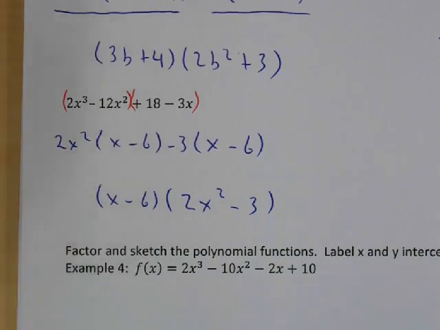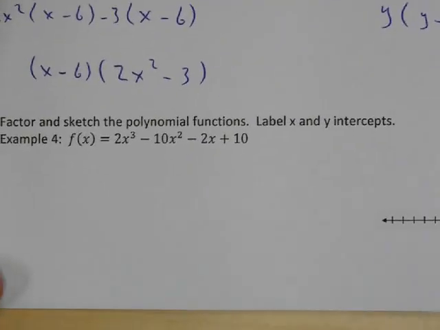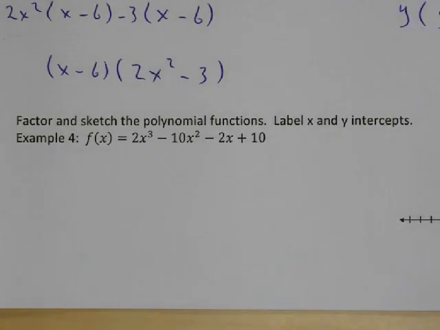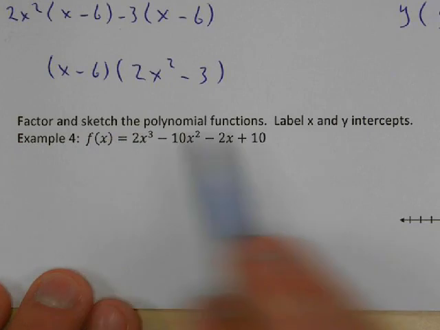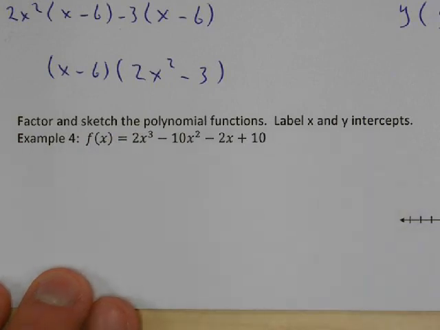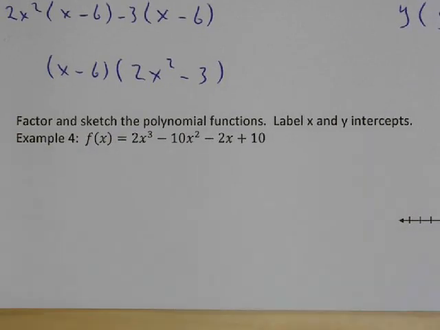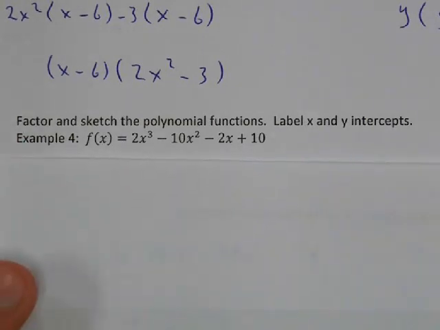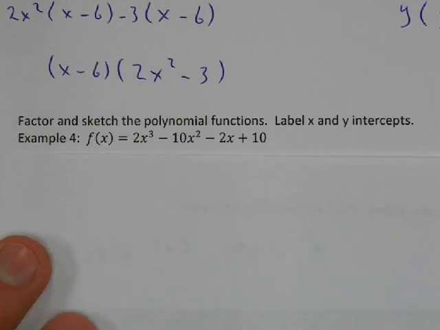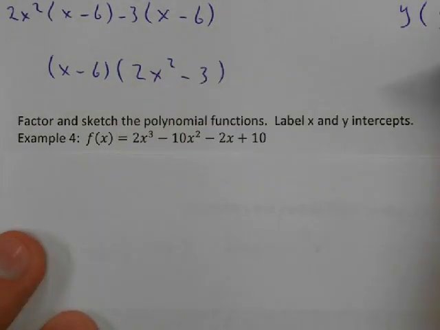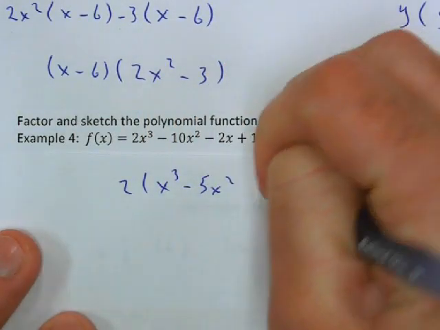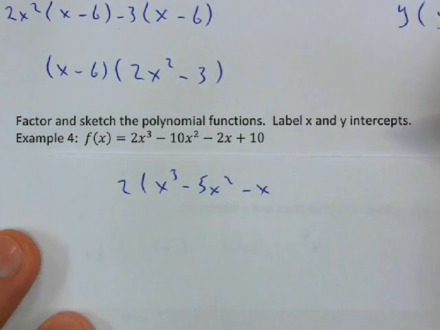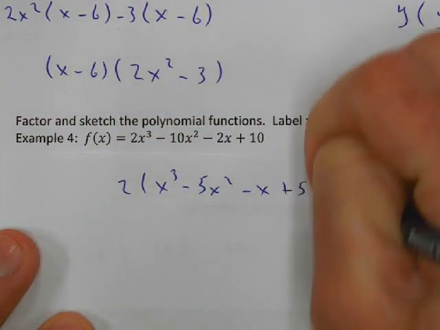Now we've got a few more examples, and we're going to see how we factor these things and then actually graph them. Example number 4: we want to factor this, sketch it, and then label the x and y intercepts. Since there are 4 terms, we know we need to factor by grouping. Let me get another piece of scratch paper and show you why we don't want to take out the GCF first. Don't write this part down. If I take out a 2 first, which I can do, we get x cubed minus 5x squared minus x plus 5.